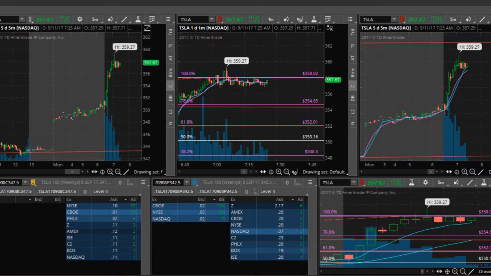Cool. 13, 4. We have 6 of them so far. 6 options. And we're gonna go ahead and take a $62 profit really quick. And let's see if we're gonna go back in.